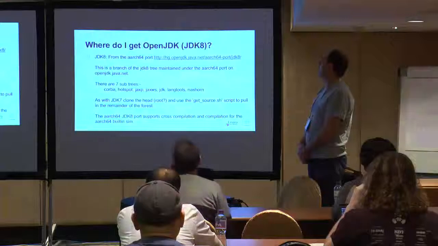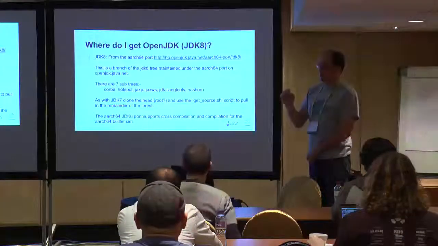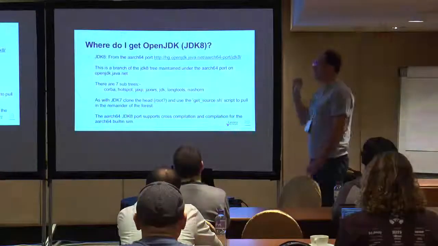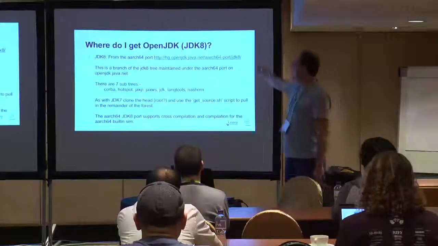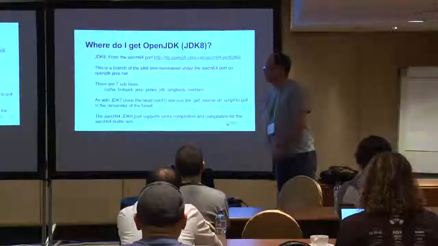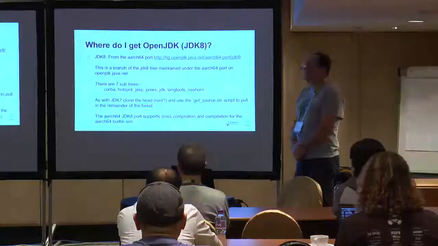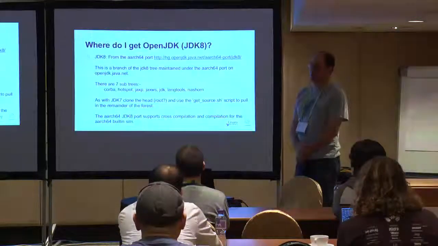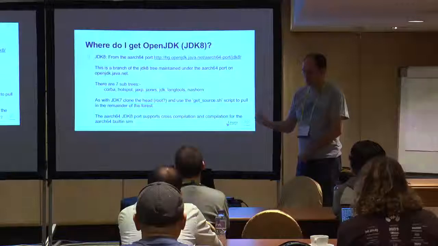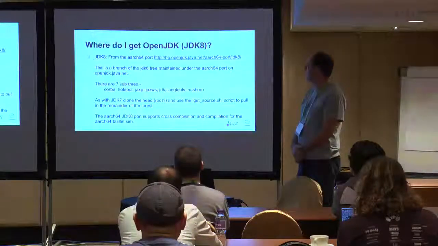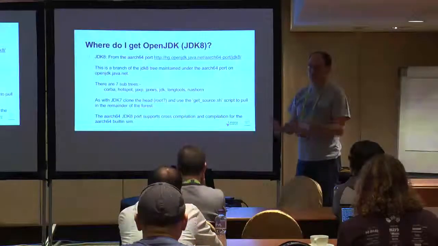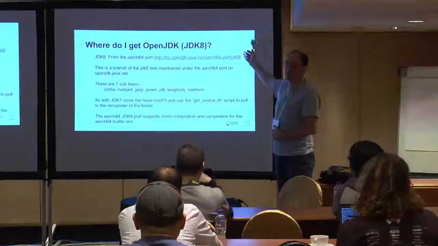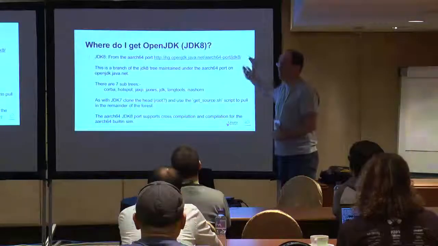JDK 8, where do I get JDK 8? And I'm talking specifically about AArch64. At the moment, JDK 8 unfortunately is on a branch in the OpenJDK repository. It is unlikely that that will ever be merged back into the main repository because JDK 8 is now a closed project. Development is complete on that, so they won't accept any further changes, which unfortunately means that for the foreseeable future, distros will have to go to a separate branch to build for AArch64.